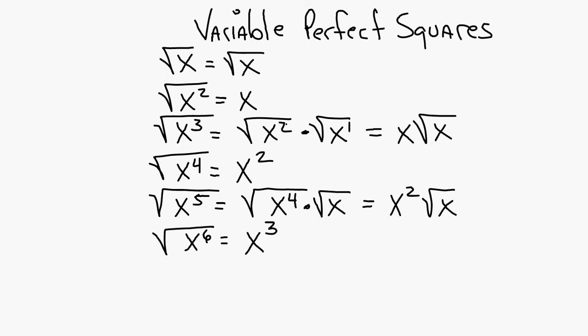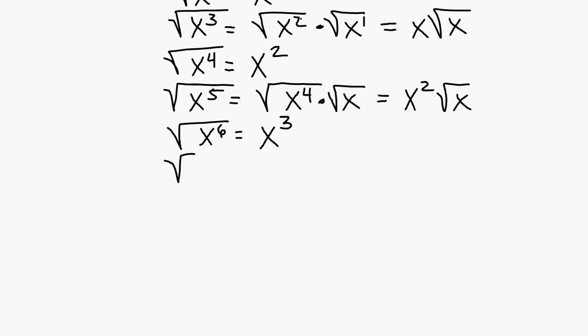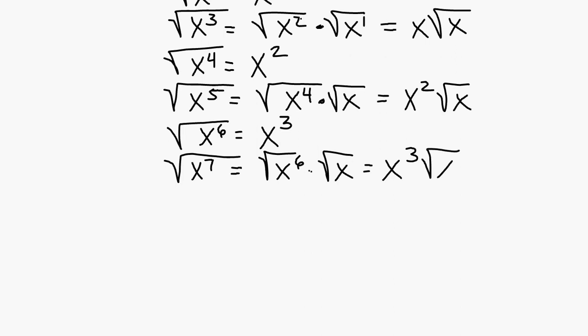And is anybody starting to see a pattern? Square root of x to the seventh. Square root of x to the sixth times square root of x. X to the third, square root of x. And the square root of x to the eighth. It's even, so it's a perfect square, and it's equal to x to the fourth.